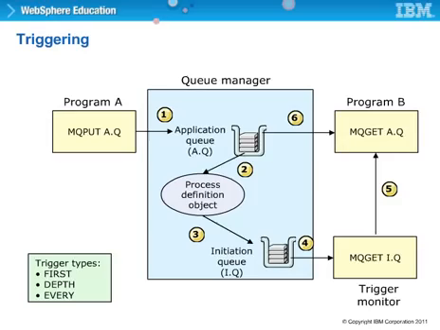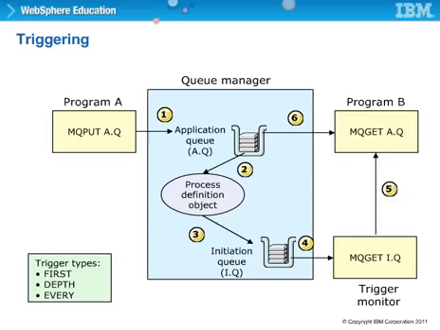Step 1. Program A puts a message on an application queue that is enabled for triggering. Step 2. If the conditions for triggering are met, a trigger event occurs, and the queue manager examines the process definition object referenced by the application queue. The process definition object names the application to be started, which in this example is Program B. Step 3. The queue manager creates a trigger message containing information copied from both the process definition object and the application queue definition. The queue manager puts the trigger message on a special local queue called an initiation queue.